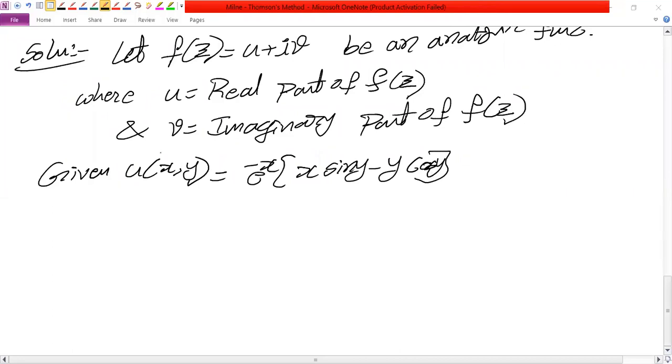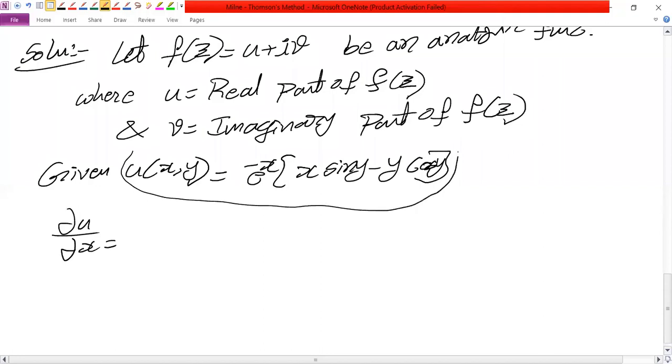Now here, what we need to find? We need to find dou u by dou x and also dou u by dou y. Whatever function they give us, if they give the u function, find dou u by dou x and dou u by dou y. If they give the v function, find dou v by dou x and dou v by dou y. That's enough.